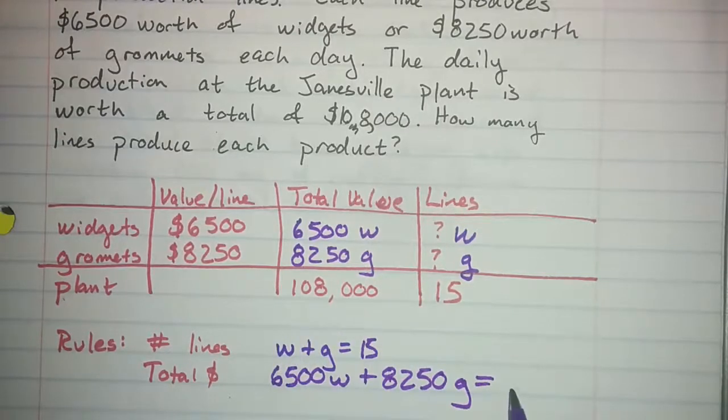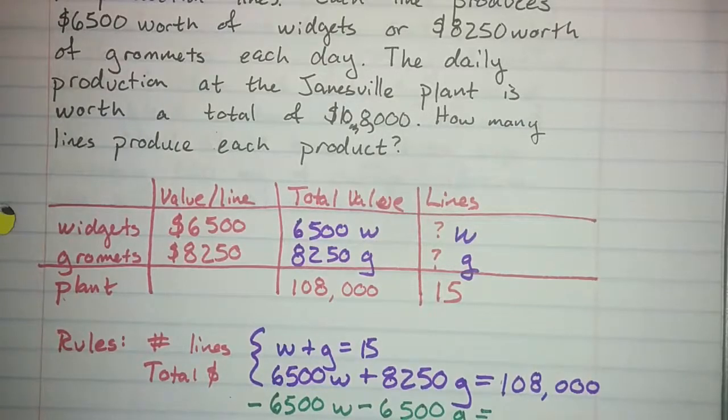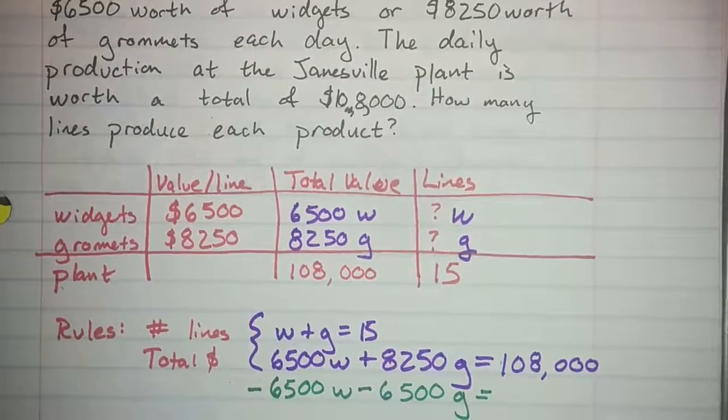And at the same time, we know that it's 108,000. All right. Now, I am not a huge fan of big numbers, but so far I haven't been simplifying before I started, so I'm not going to start now. Pause the video and try solving this system. All right. I think I'm going to eliminate W by multiplying both sides by negative 6,500. So negative 6,500 W minus 6,500 G equals, now is the perfect time to use a calculator.